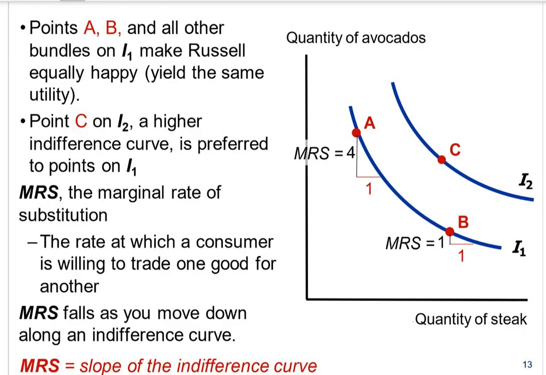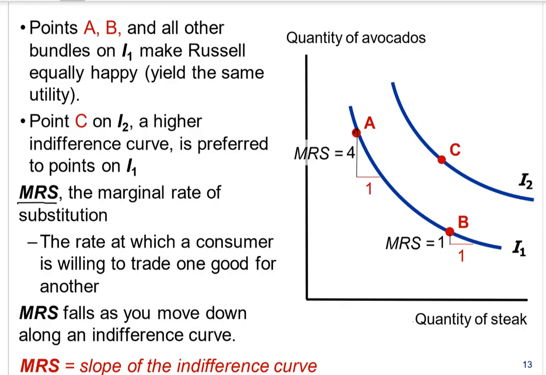So the next concept here is the marginal rate of substitution. The marginal rate of substitution is the rate at which a consumer is willing to trade one good for another. Basically, it's the same as the budget constraint case here. The marginal rate of substitution is the slope of the indifference curve. What it shows us is that Russell here will be happy to, let's say, swap 4 avocados for 1 steak.